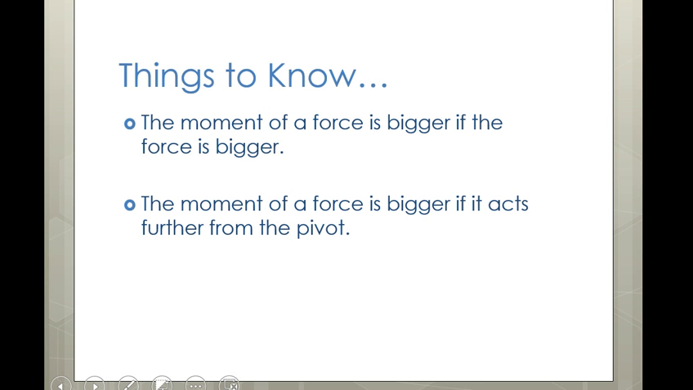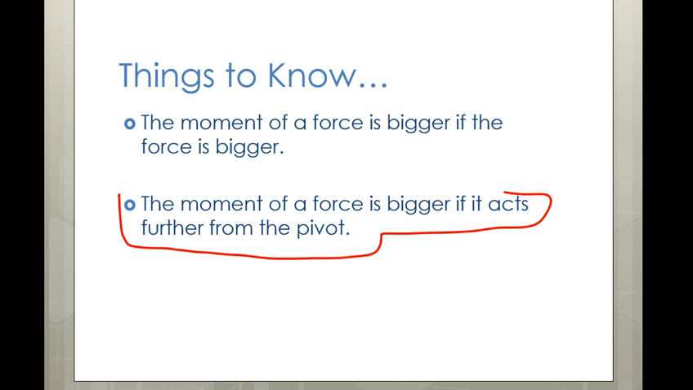So, things you guys need to know: the moment of force is bigger if the force is bigger. This one is not too terribly shocking, but if you try to slam a door versus open it quietly, you're changing the amount of force. But the second one is slightly less obvious, so this is the one I want you guys to make sure you're paying attention to: the moment of force, or torque, is bigger if it acts further away from a pivot.